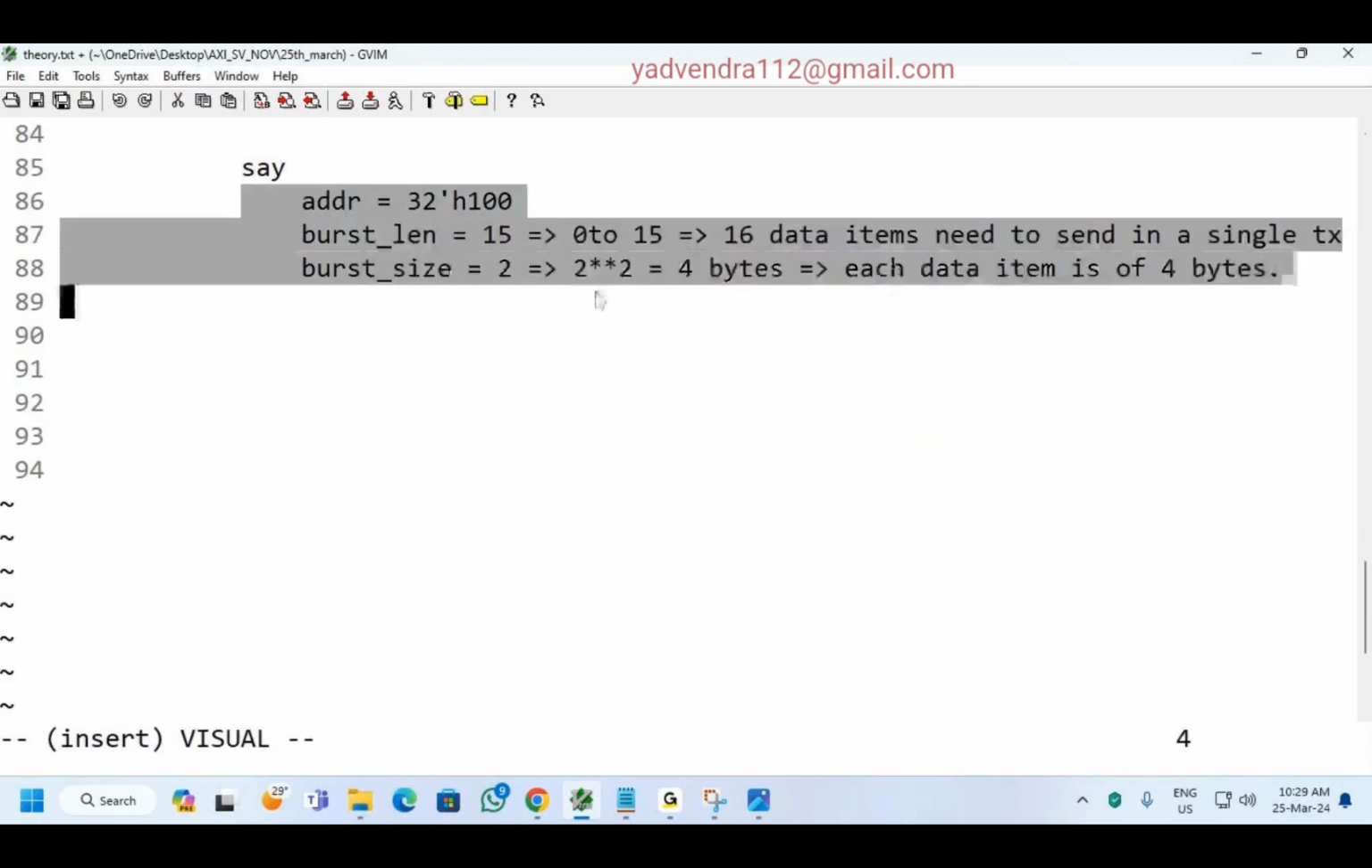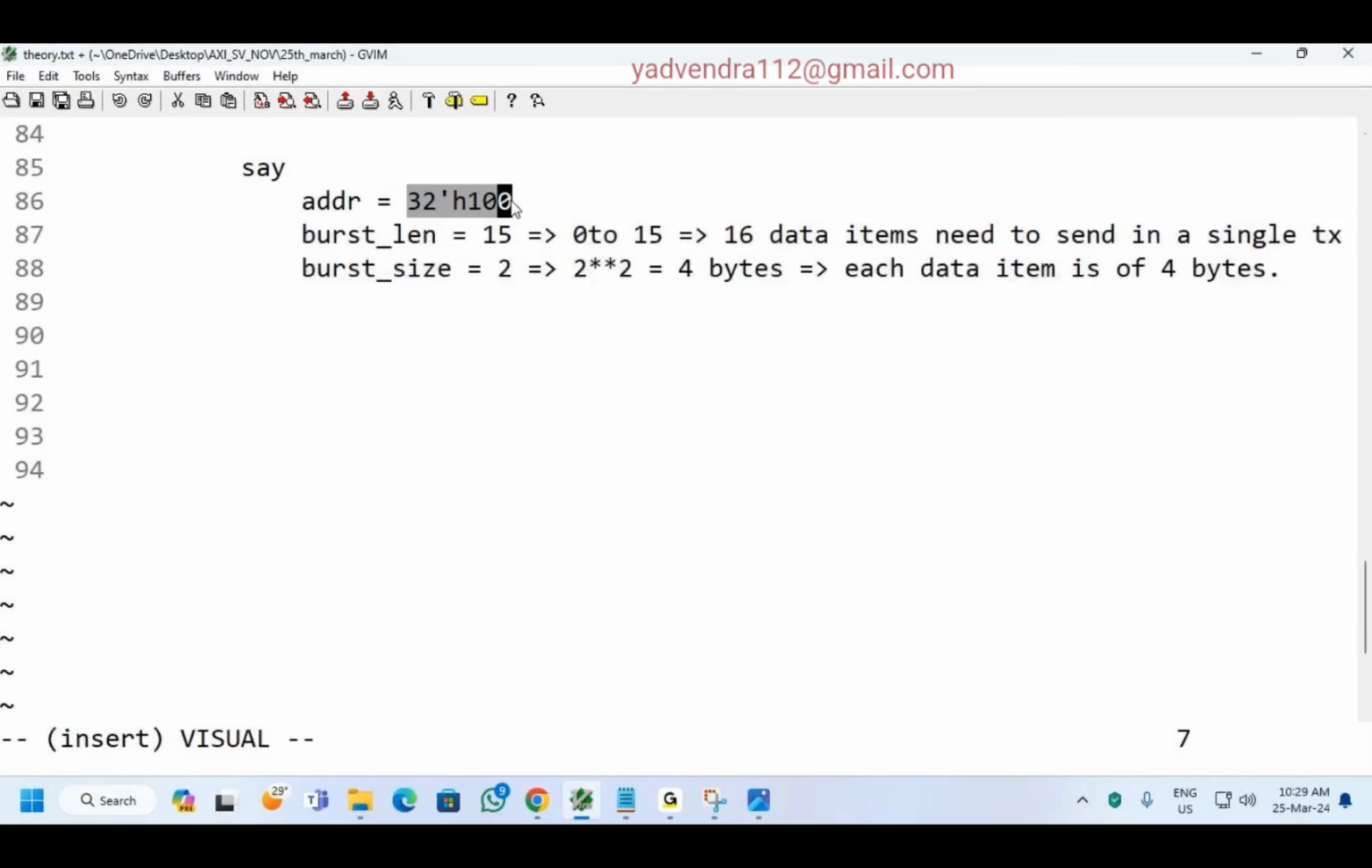Now this is a single transaction. The transaction started at address 100, and burst length is a total of 16 items, and burst size is 2. Whenever they have given such a size, we need to do the power of 2 calculation. 2 square is equal to 4 bytes. So it tells that 4 bytes of data need to be sent in each data item.